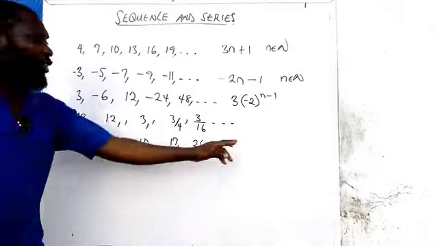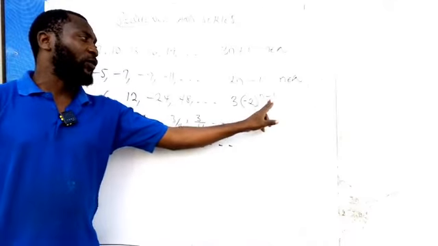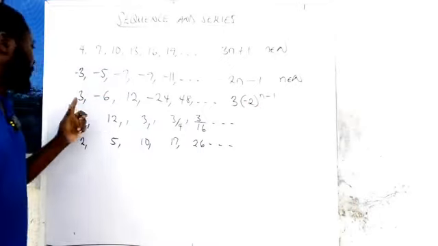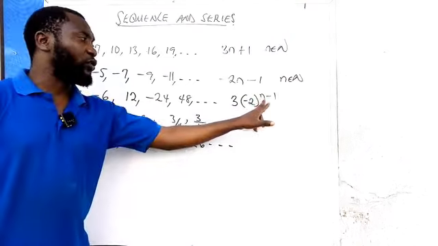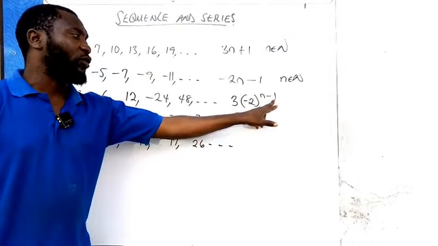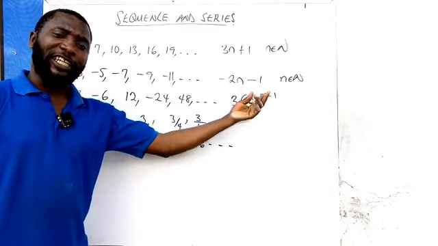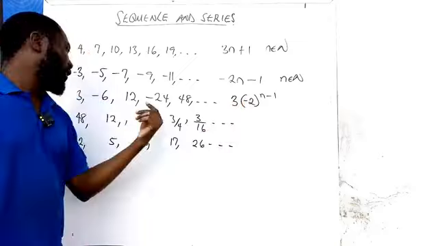So let's check that. When n equals 1, n minus 1 is 0. Negative 2 raised to 0, that is 1. 3 times 1 is 3. When n equals 2, put 2 here, that is 2 minus 1, 1. So negative 2 raised to 1, that is negative 2. Negative 2 multiplied by 3, and that is negative 6.